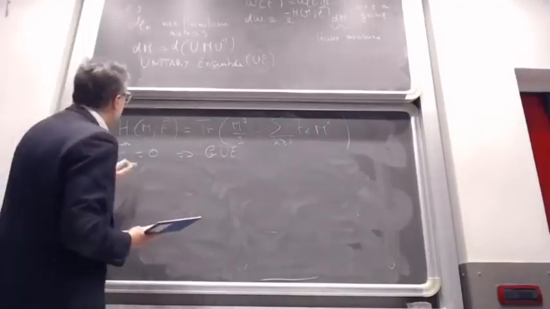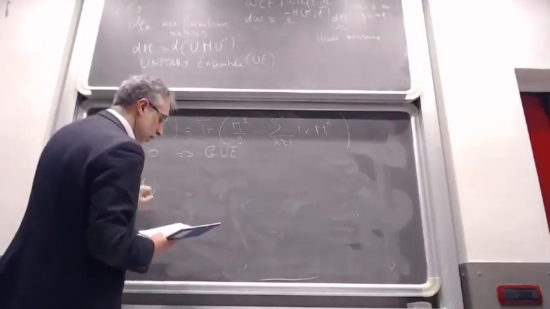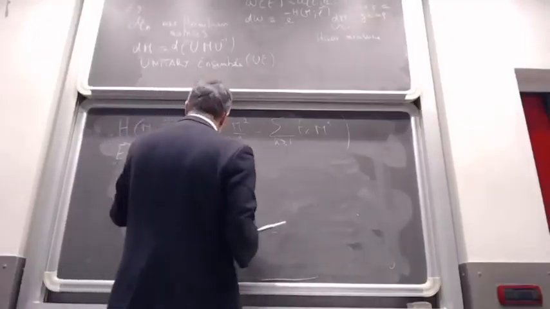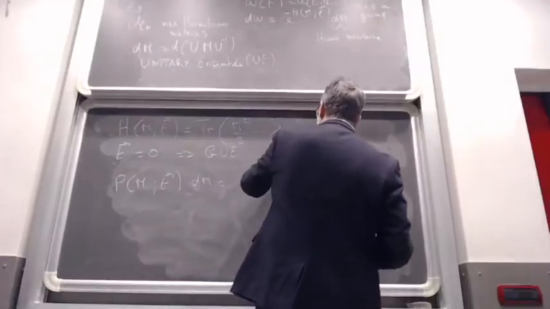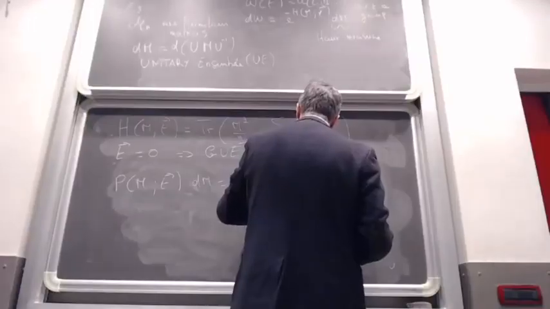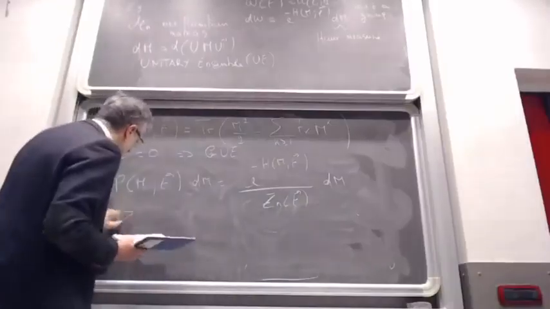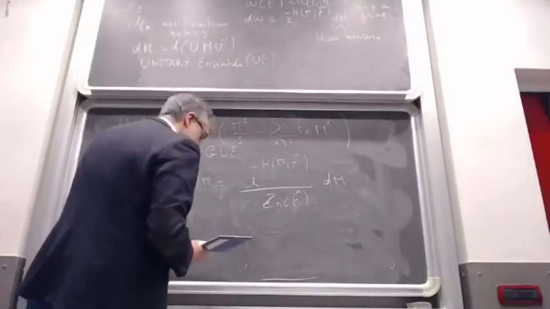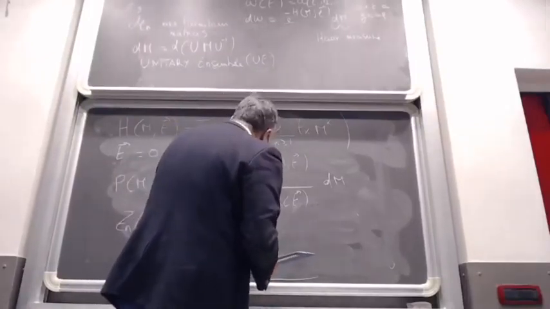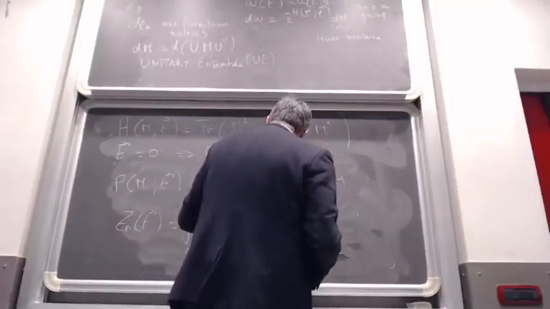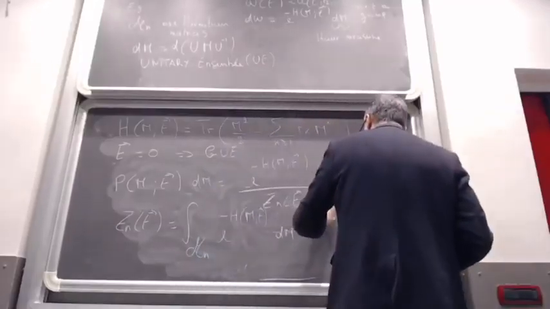As I said, once you define the measure, you can define a probability distribution, Pn of t, which is 1 over Zn times the exponential of minus H(t) dm with this particular choice of H, where Zn is indeed the partition function, the integral over the space of Hermitian matrices of exponential of minus H(t) dm. This is the partition function.